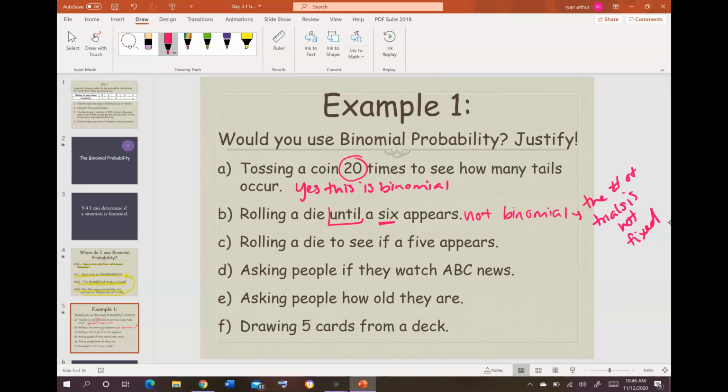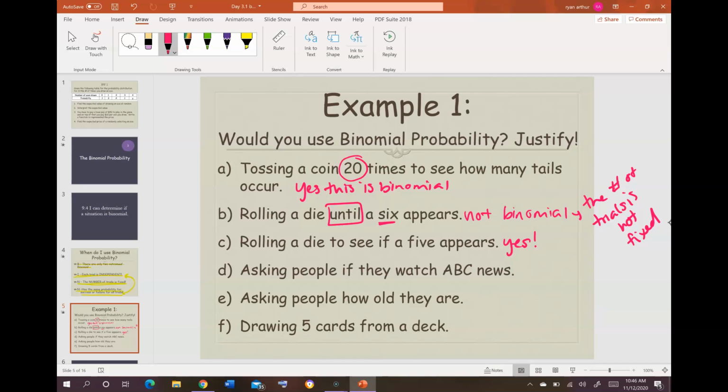You see this word right here, until, that's what makes it not fixed. It's not there, so we're good, okay? And then the last one, is the probability the same for success or failure? It is. You've got a 1/6 chance of getting a 5, you've got a 5/6 chance of not getting a 5, and that stays the same. So yes, this is binomial, okay?